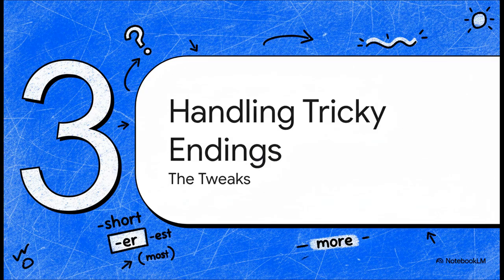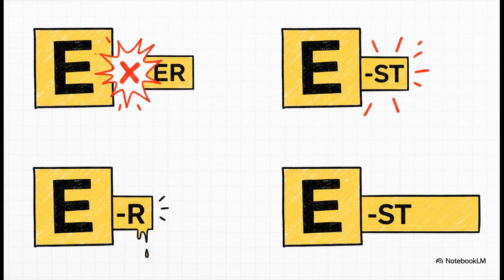Of course, this is English, so it loves to have a few special cases. But don't worry, these little tweaks follow patterns that are just as logical as the main rule. Let's break them down. All right, our first little tweak is all about efficiency. I guess English is just trying to be smart. If a word already ends with an E, the language doesn't make us add a whole other E. We just add the R or the st.